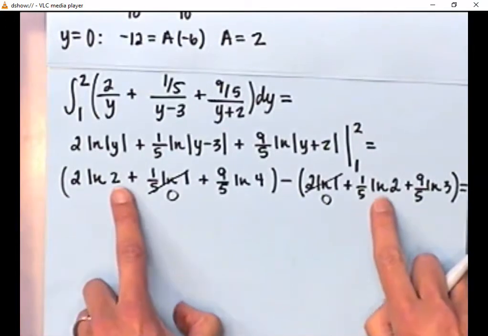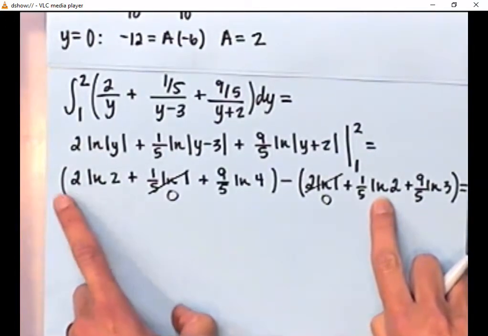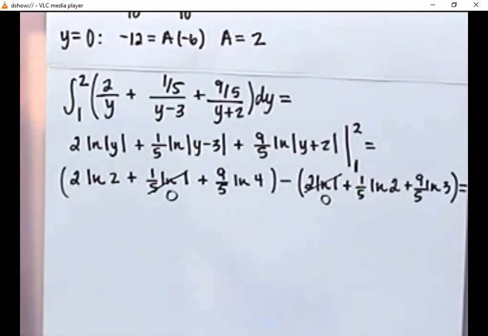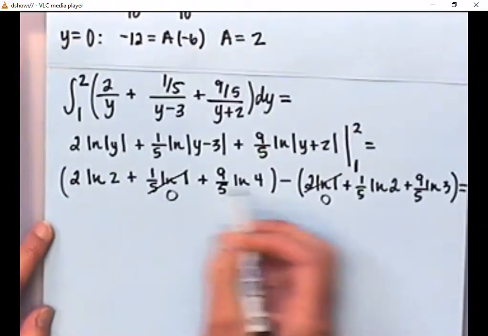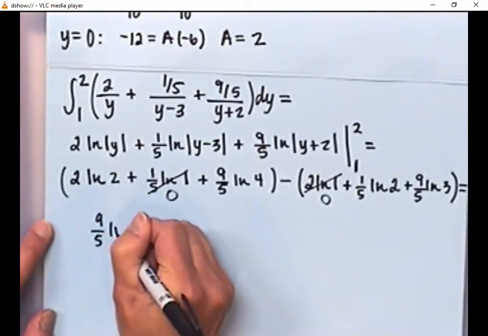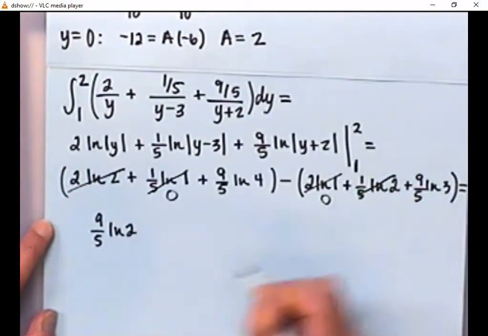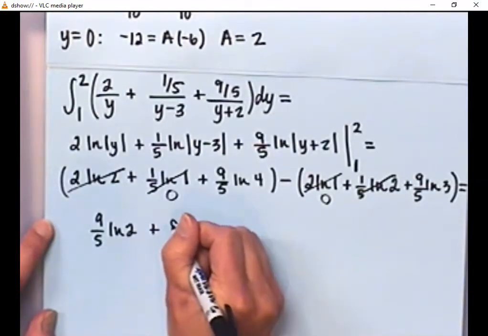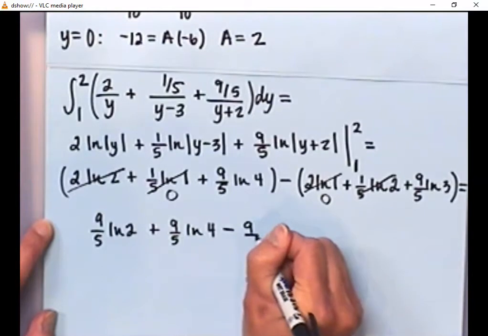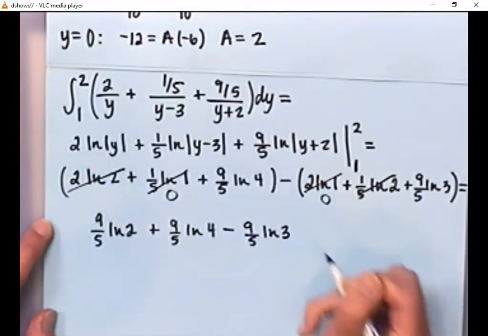Yeah, the natural logs of 2 are the same. So you could do 2 minus 1/5. So 2 minus a fifth, that's 10/5 minus 1/5, 9/5, right? So 9/5 natural log of 2 would combine these two. And then you'd have a 9/5 natural log of 4 minus 9/5 natural log of 3.